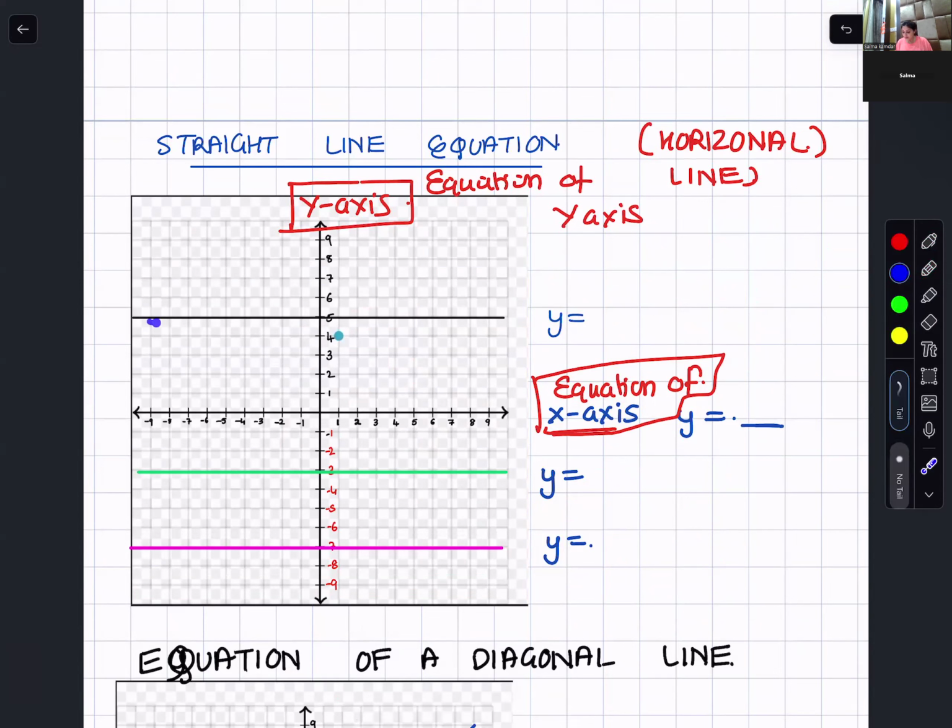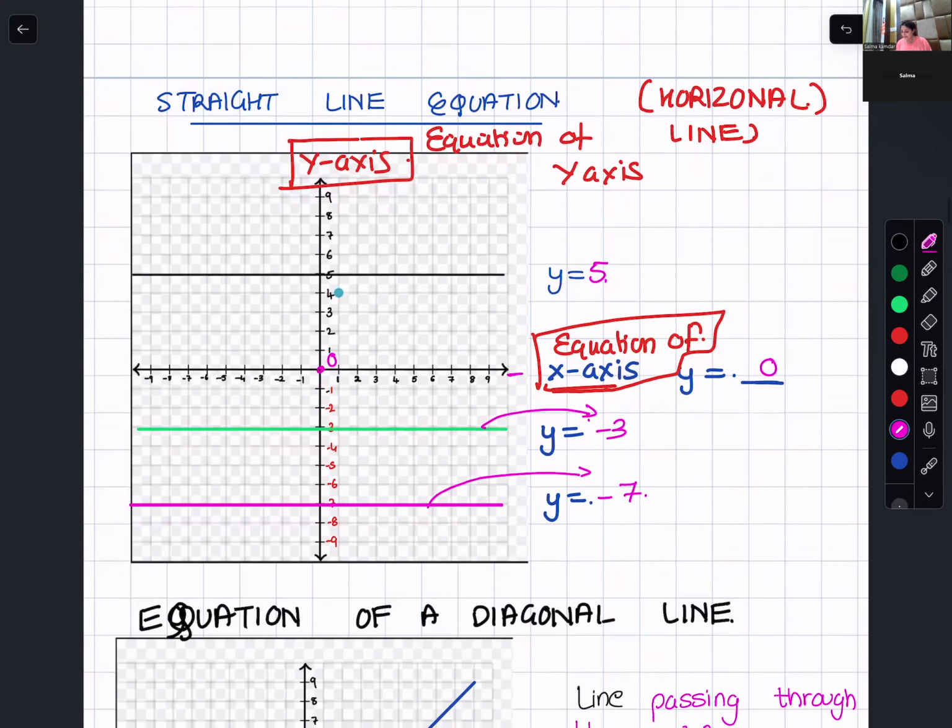So the equation of this, if you see, it is intersecting the y-axis at 5. So the equation of this line would be y is equal to 5. Here, the equation of the x-axis, y is equal to 0. Here, y is equal to minus 3. And for this line, the equation is y is equal to minus 7.